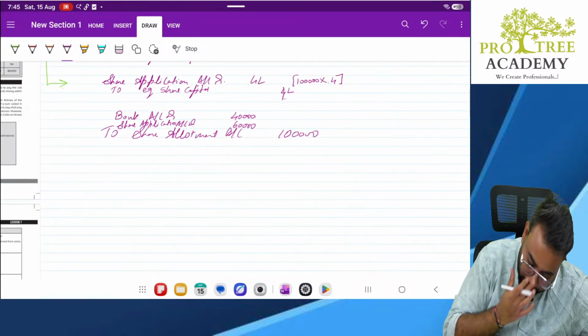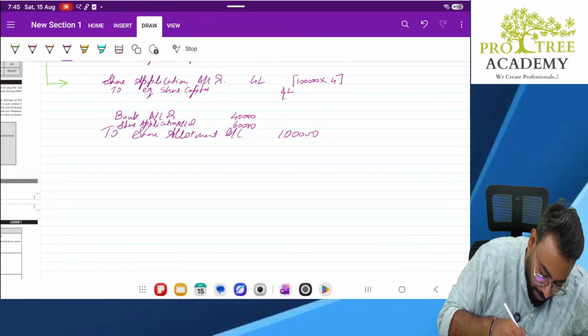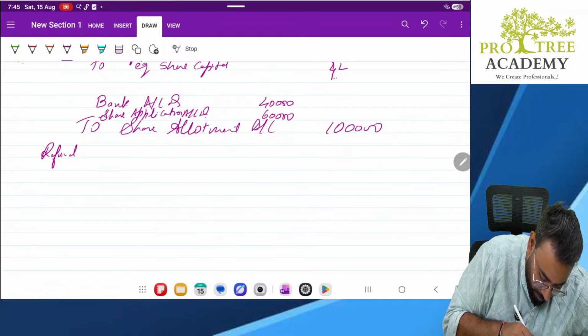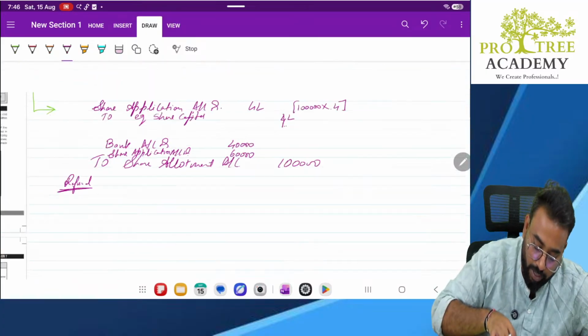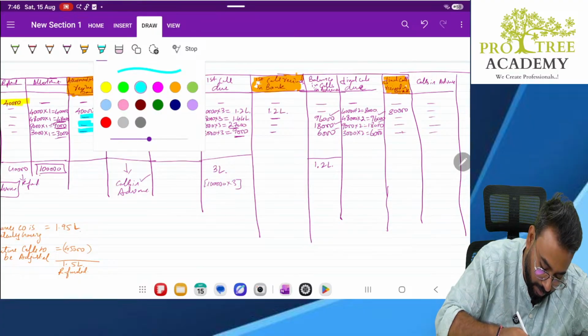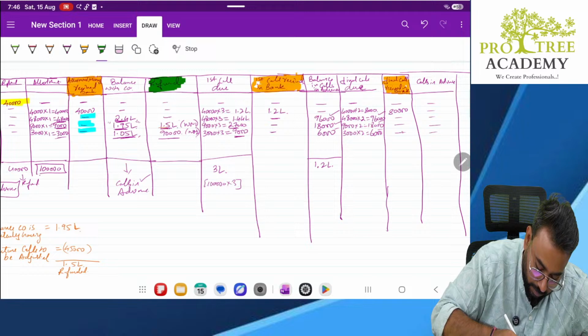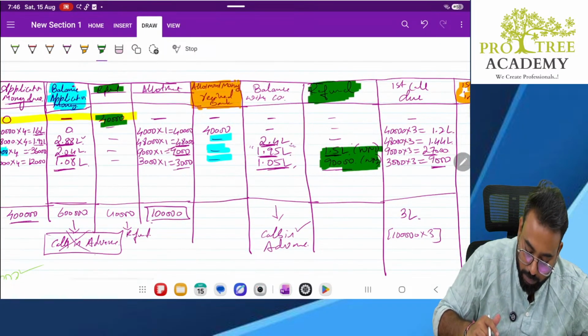Okay. Next. Refund. We need to refund. Yes, sir. We need to refund, sir. How much we need to refund? Sir, one is that 10,000 shares which were rejected. Correct? That is one. Second, don't you think we need to refund this also? Refund. This also need to be refunded and this also need to be refunded.